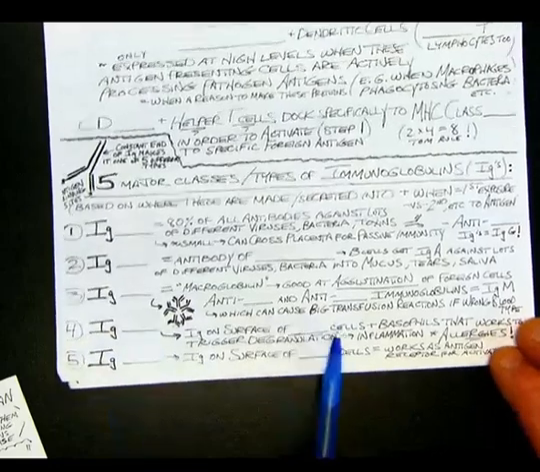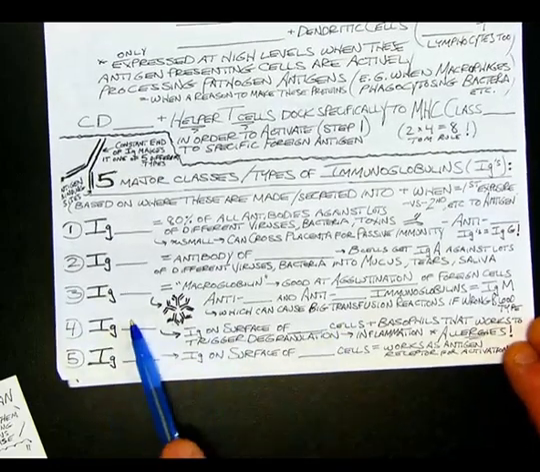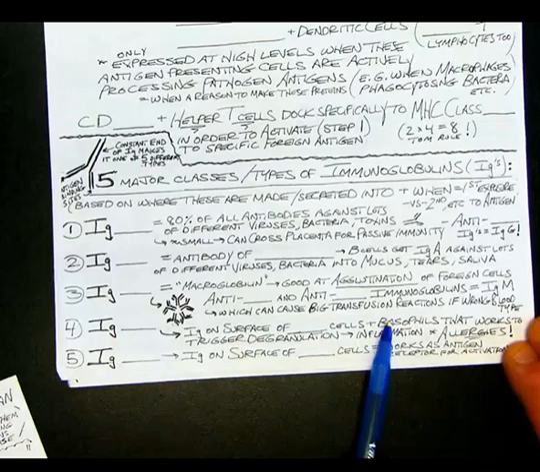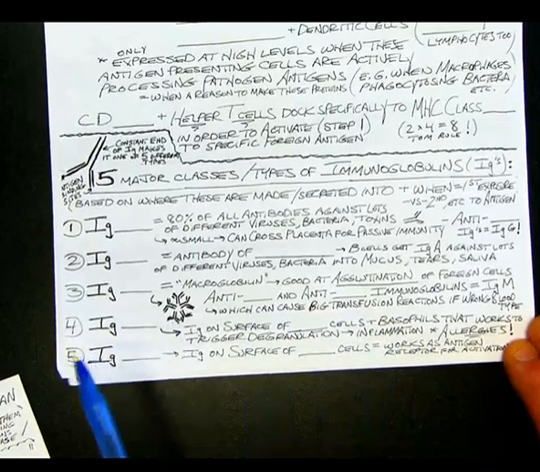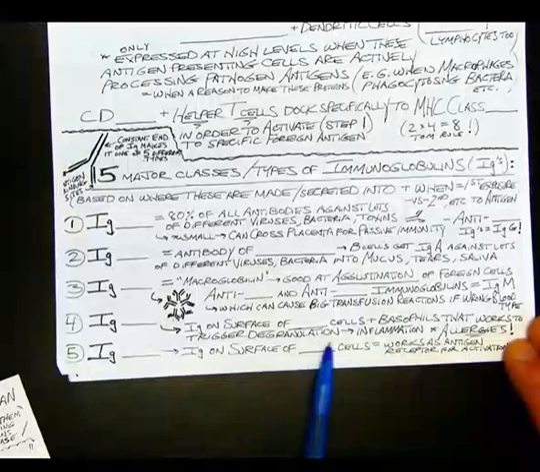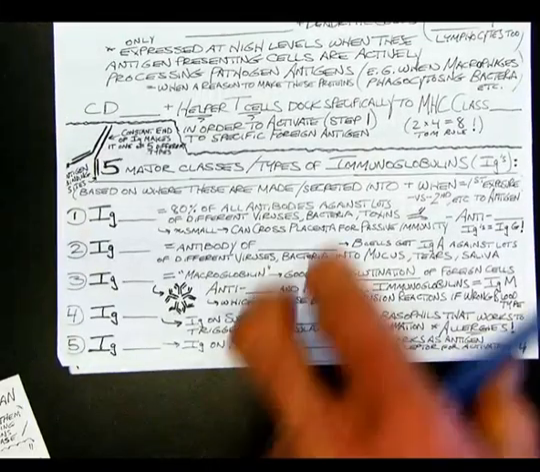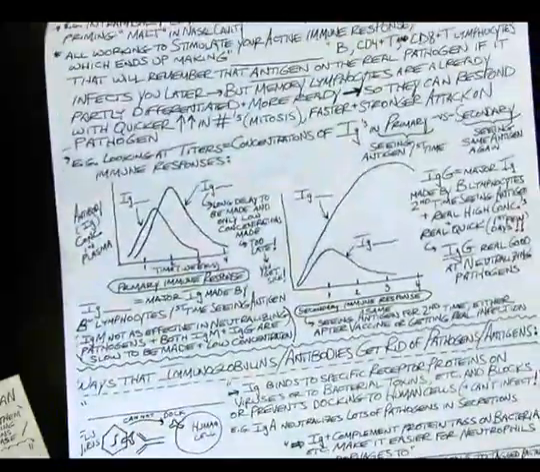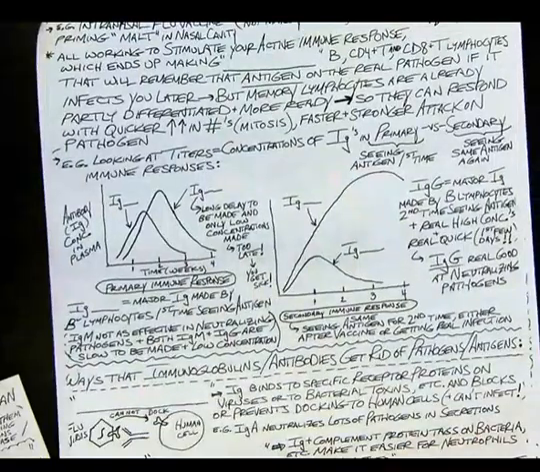What's the Ig that's on the surface of mast cells and basophils? IgE, right? Allergies, parasites, remember? And then IgD is the immunoglobulin on the surface of B cells, right? Looking for antigens.